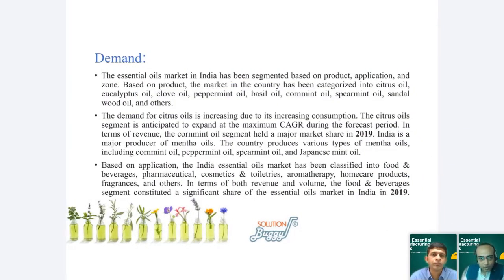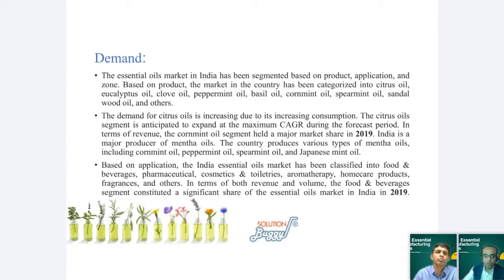Where is it demanded, so where is this used? Mainly the essential oil market in India has been segmented based upon the product application zone, which is based on the product market, as well as categorized by type of oils. So citrus oil, eucalyptus oil, clove oil, peppermint, basil oil, corn mint oil, spearmint, and sandalwood oil. These are some examples of how it is segregated. The demand for citrus oil is increasing with a higher CAGR, because it is mainly used in the production of citrus juices and in the flavor industry.